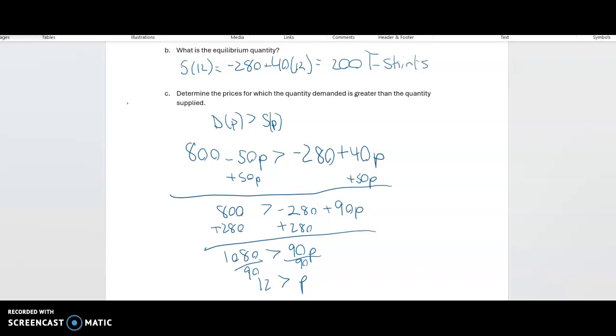But when we think about this, we can't sell a negative amount of t-shirts. So that means P also has to be greater than or equal to 0. So when I put that together, we get P goes from 0 to 12. You can say bracket 0 to 12 if you want to, either of these answers. So we can say that the prices for which the quantity demanded is greater than the quantity supplied is when P is greater than or equal to 0, but less than 12.